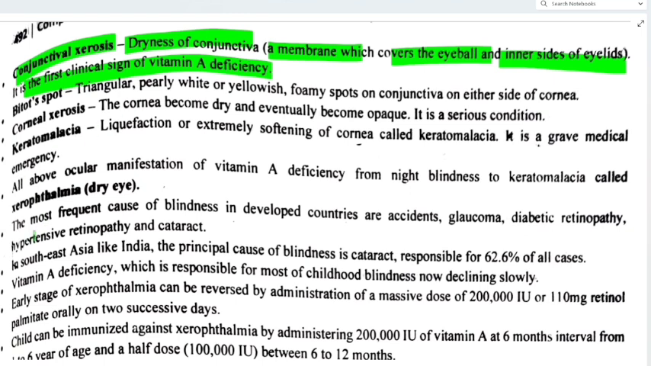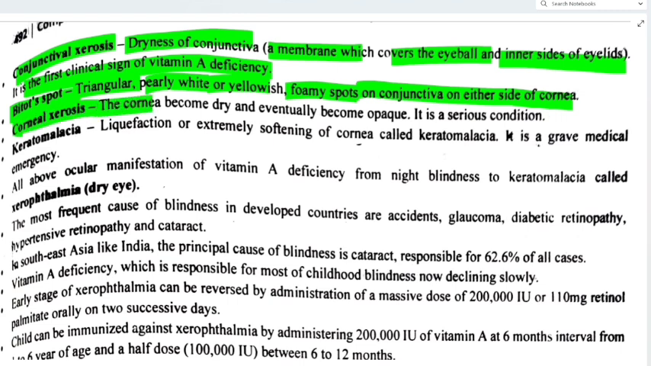Next is Bitot's spot. What is Bitot's spot? Triangular, pearly, white or yellowish, foamy spots on the conjunctiva on either side of the cornea. Then corneal xerosis: the cornea becomes dry and eventually becomes opaque. It is a serious condition.